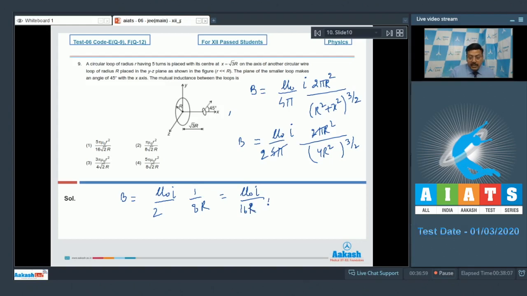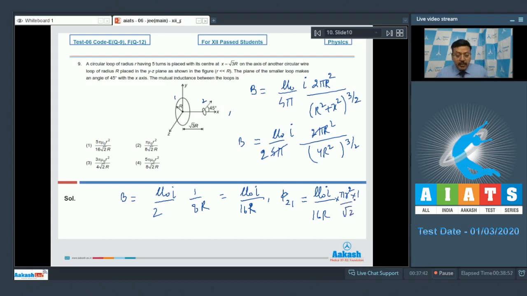Now let's call the larger one as 1 and the smaller one as 2. So the magnetic flux of the magnetic field induced in 2 due to current in 1 will be given as the magnetic field due to 1, which we have already found is mu naught I divided by 16r, multiplied by the area of the other one and into cos 45 degree. The area of the second one is pi small r square, and because the normal makes angle 45 degree with the x-axis, this is cos 45 degree, or simply 1 by root 2.